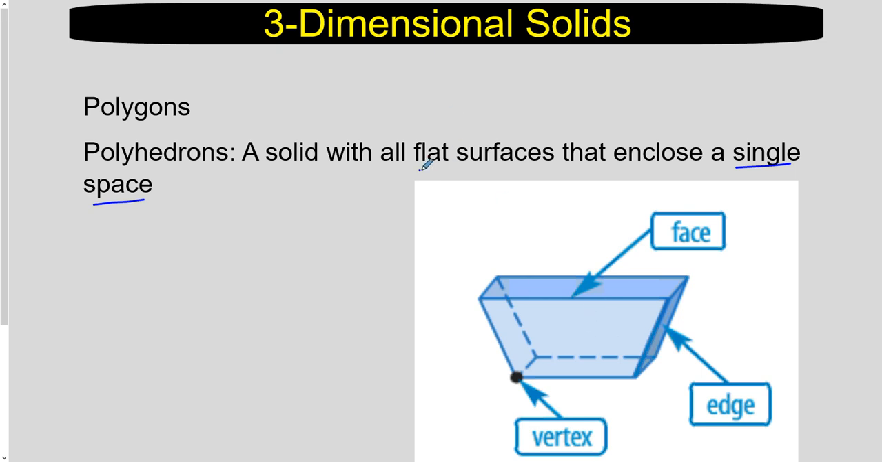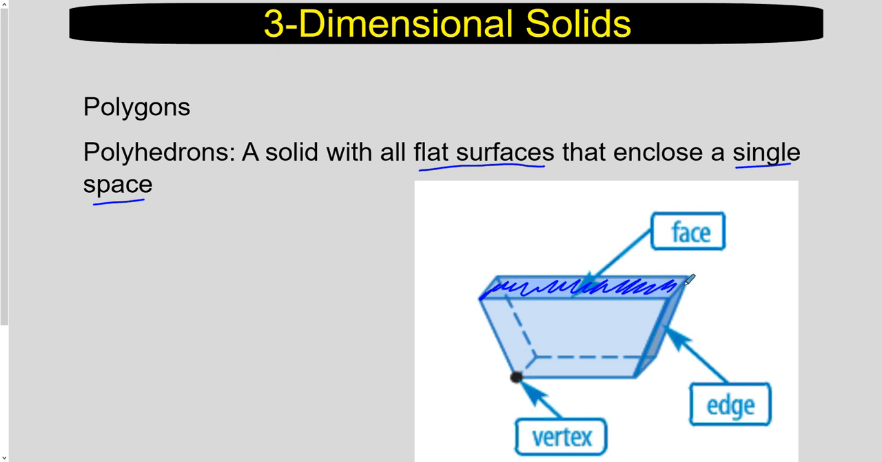It has to have all flat surfaces. That's kind of like being made up of line segments. It can't have any curves to it at all. Obviously, it needs to be closed. And then there are different parts to the polyhedron that we're going to talk about, those being the vertex, which would be places, corners, where line segments or edges meet, edges, which are the line segments making up each of the polygons, and then the faces, which would be the flat surfaces themselves.